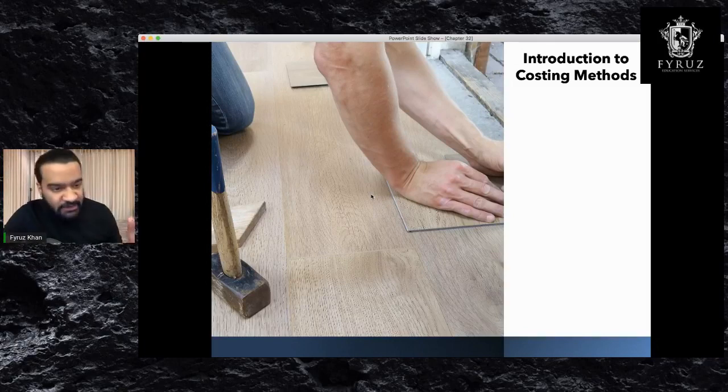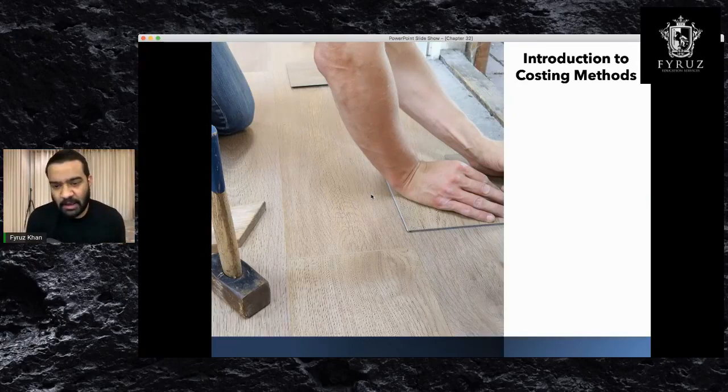If you're making anything, it can be a wooden tile, a normal tile, a phone, a headphone, or even a book, knowing the costs is important, because if you don't know the costs, you won't be able to set a price for your consumers.